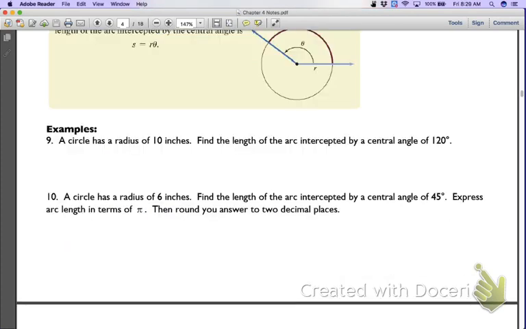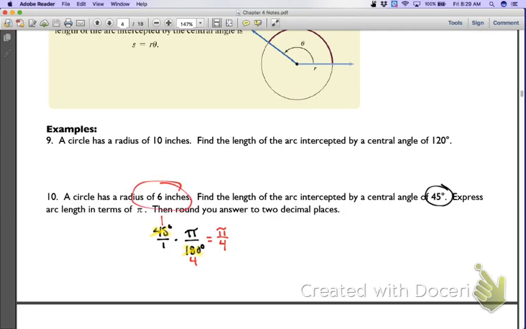Same way. They give us the central angle. They have 45 degrees, so I need to turn it into radians first. So if I have 45 over 1 times pi over 180, the 180 and the 45 can reduce. That's going to be a 1 and a 4. So theta is just pi over 4.